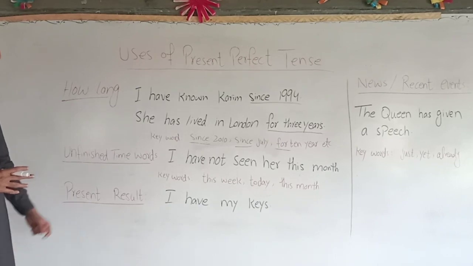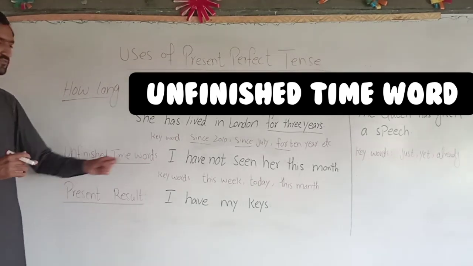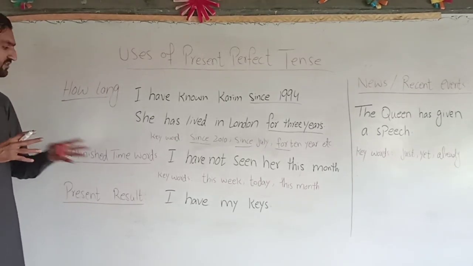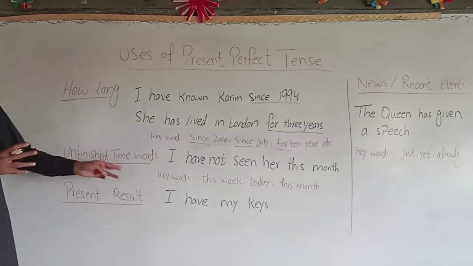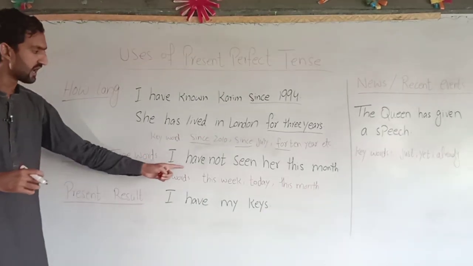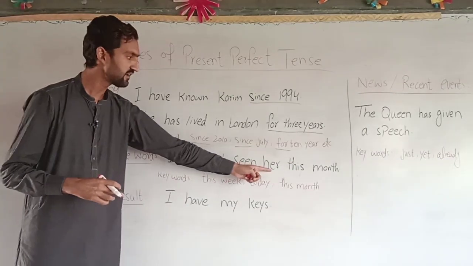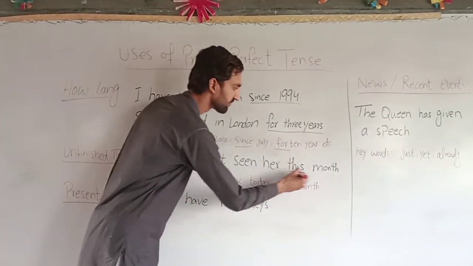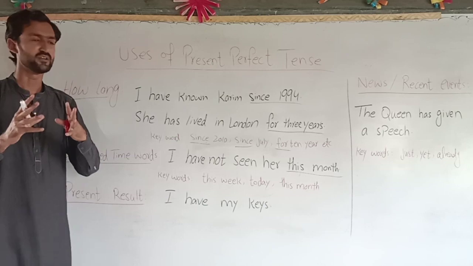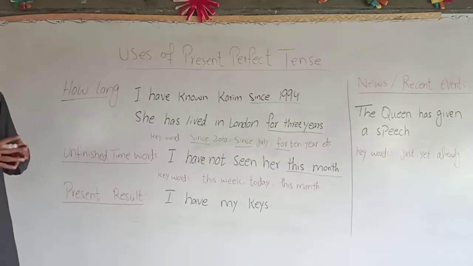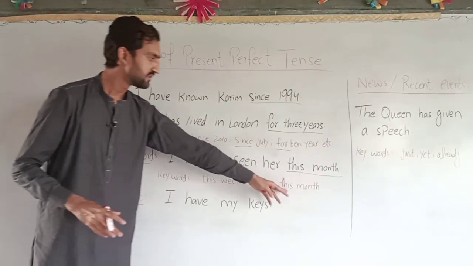So next we have another use of present perfect tense, that is unfinished time words. Whenever you are linking words with time that is unfinished. So unfinished time words. Let's see an example. I have not seen her this month. So this month is linked with unfinished time. This means that the time should not be defined. So you can use this month. So here we have keywords like this week, today, this month, etc.